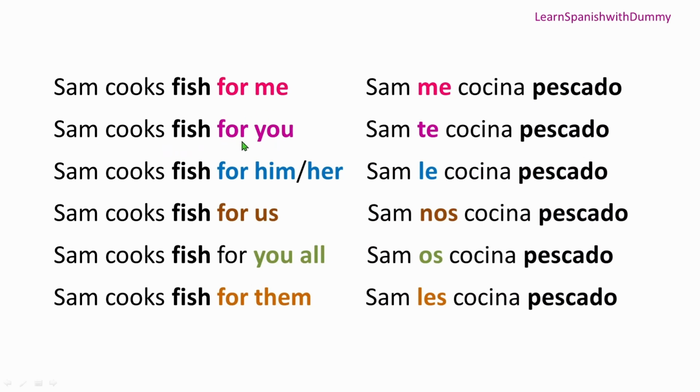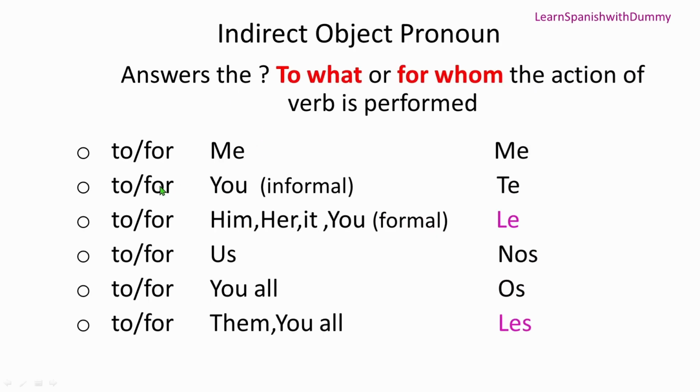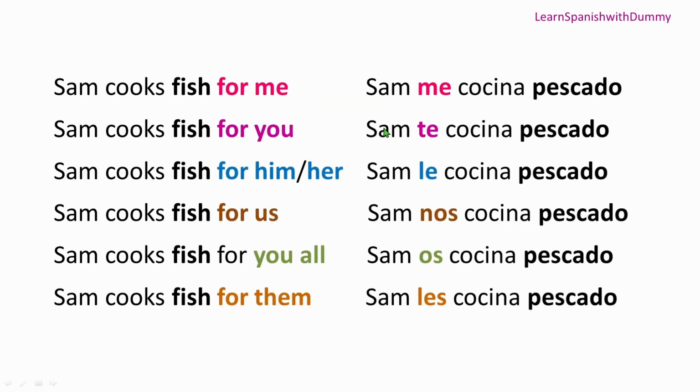All right, next is Sam cooks fish for you. Okay, now the person has changed. The indirect object is now you. Now we'll say, what is for you? For you here is te. We'll say, Sam te cocina pescado. And it means Sam for you cooks fish. Okay, this is the order in which we write it.